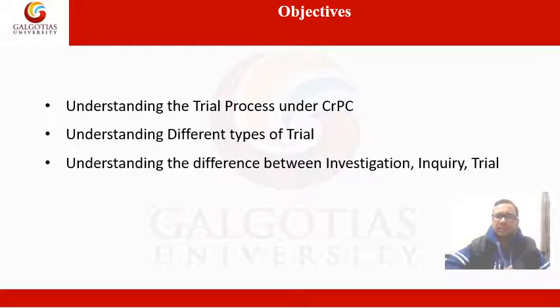The object of the present lecture, which we want to achieve, is understanding the trial process under CRPC. So what exactly is the trial process? Second objective which we want to achieve is understanding different types of trial. There are different types of trial given under separate chapters of CRPC. What are those different trials? How you will be determining whether this trial will be followed in this kind of case, and what is the exact procedure being followed, we'll be discussing in brief.